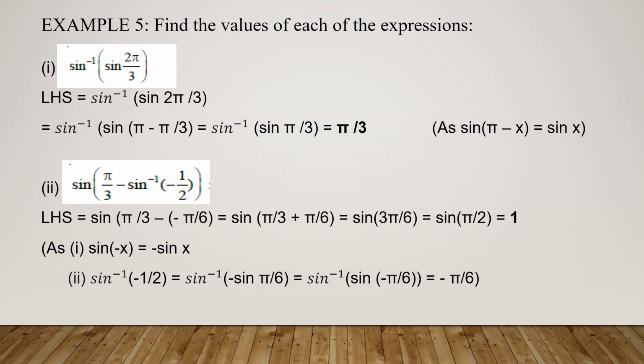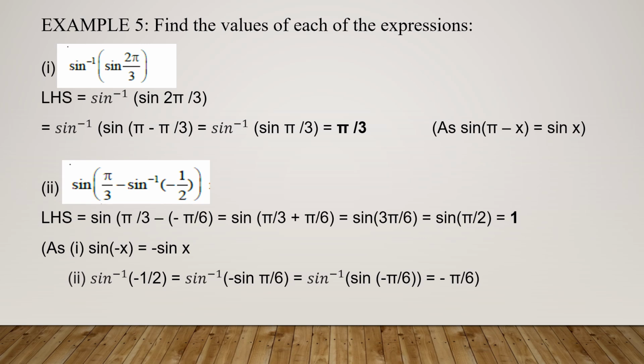Also pi minus x means in the second quadrant where sine is positive. So sine of pi minus x is basically sine x. Using that we will get sine inverse of sine of, instead of 2 pi by 3, pi minus pi by 3, which is equal to sine pi by 3. So sine inverse of sine pi by 3 is pi by 3. So the value of the given function is pi by 3.